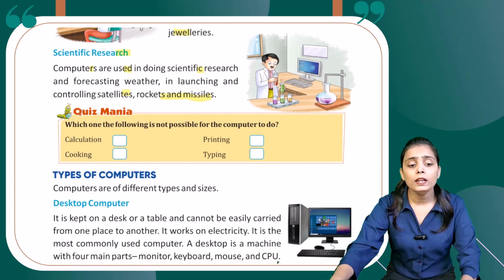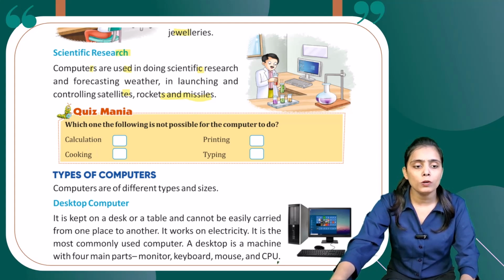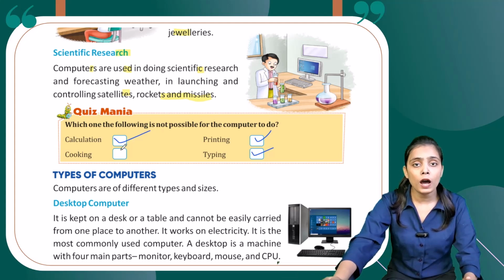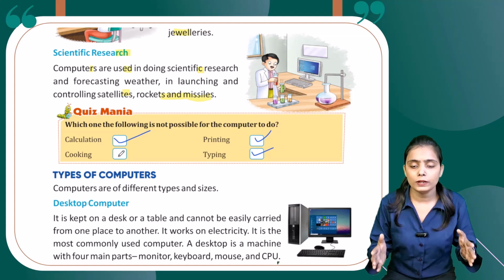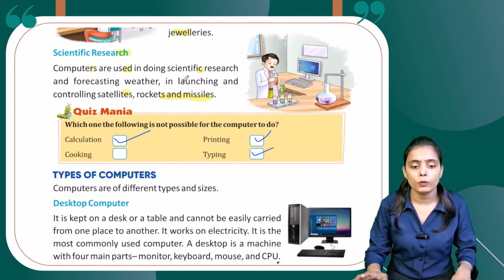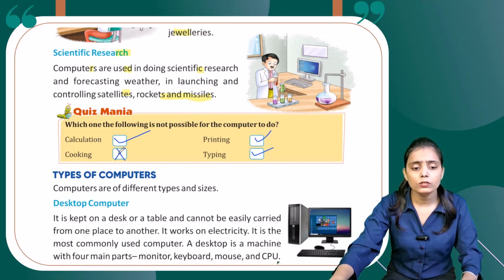Now let's see quiz mania: which one of the following is not possible for the computer to do? Calculation, is it possible? Cooking, obviously not possible. Computer can't cook. Printing, yes, it can be done; typing can also be done by a computer. Calculation can be done by a computer, but cooking is not; as of now, robots can cook, but a computer system, while sitting at a particular desk, can't cook your food. Okay, so just cross it out.